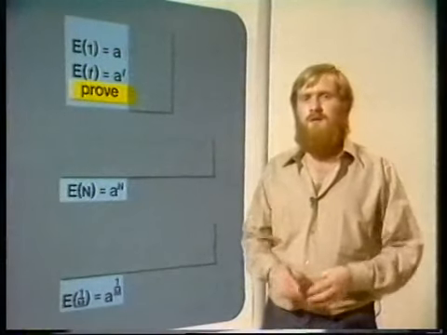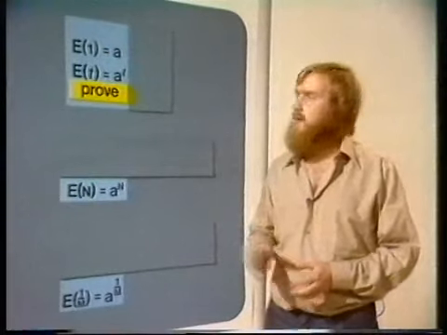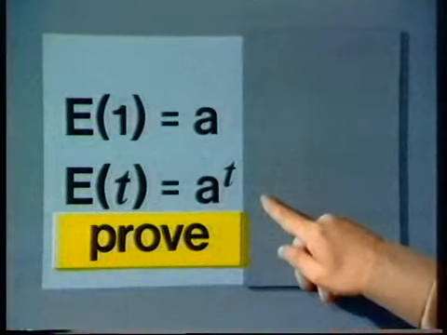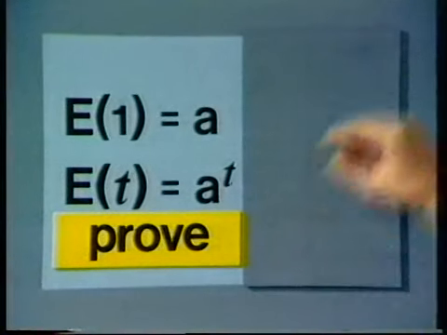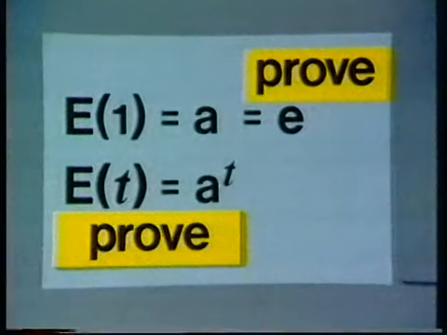The process actually involves finding the values of capital E in terms of its value at t equals 1. If we call this value A, then we'll be able to prove that E of t equals A to the power t. And eventually we'll show that A is this number e.